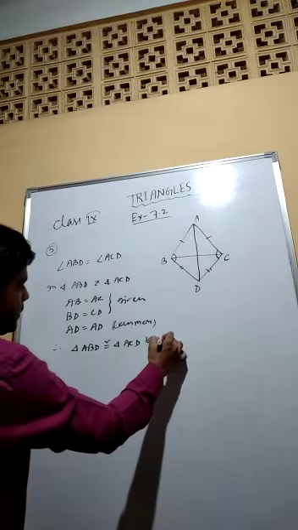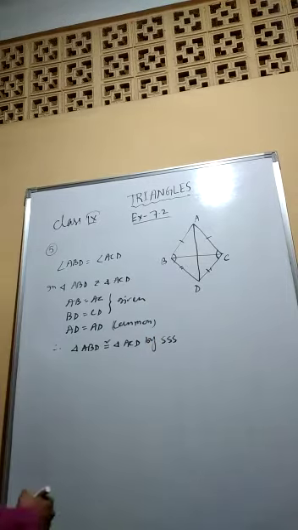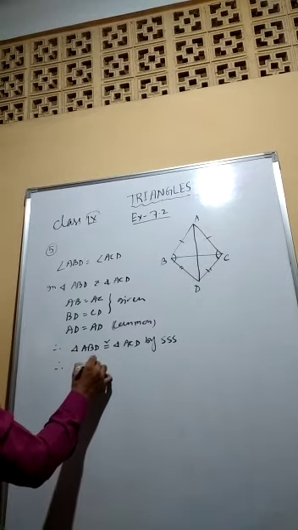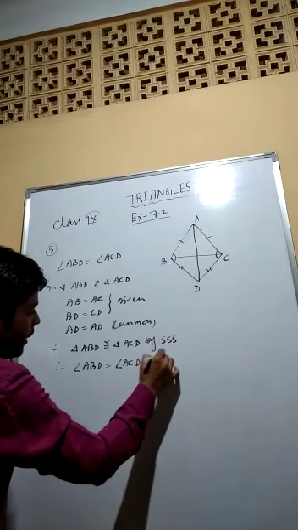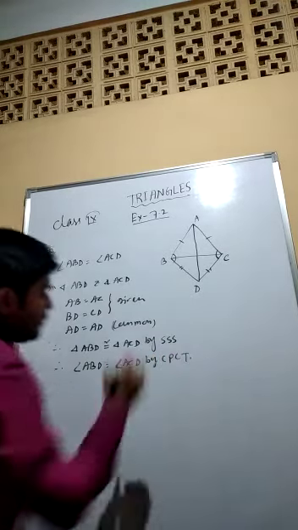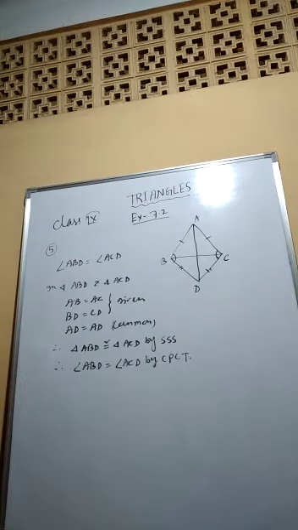Therefore triangle ABD is congruent to triangle ACD. By which property? If you see, all sides are equal. So therefore angle ABD equals angle ACD by CPCT. It's a very simple proof. Hope you understood this one.